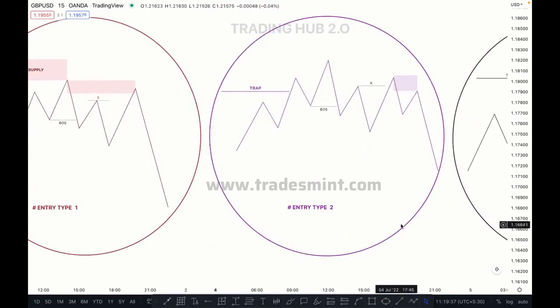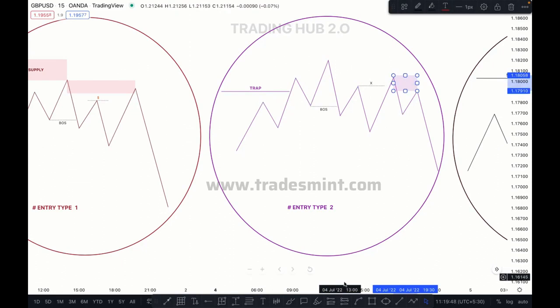And in entry type 2, the market traps the buyers and sellers, and then breaks the structure and takes out the high, and we can sell here, not here, because there is no mitigation. That's why we are not willing to sell here. We are interested in selling here, and this is a high probability, correct?